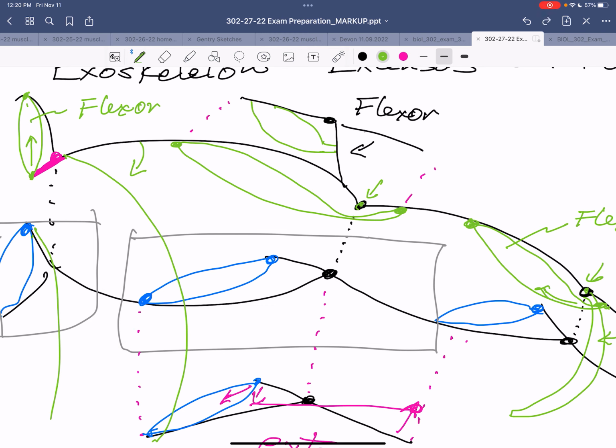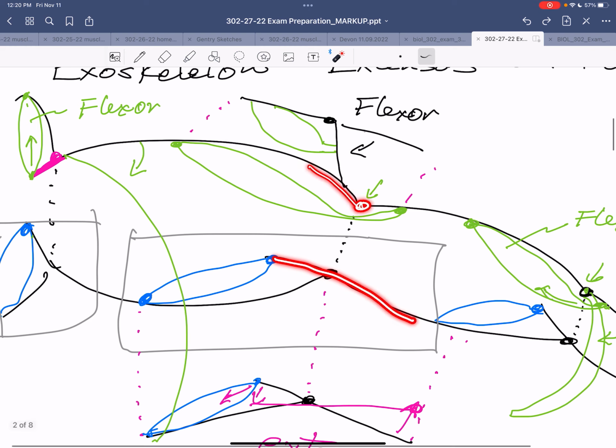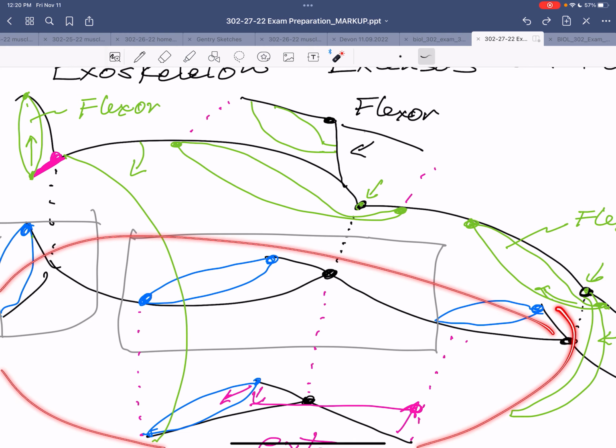So anywhere we want, we can use this structure, or we can use just a simple hinge, so a pivot point and a lever. You have to think about what is the attachment of the muscle, where is it going to move it, in order to figure out if something is going to be a flexor or an extensor.